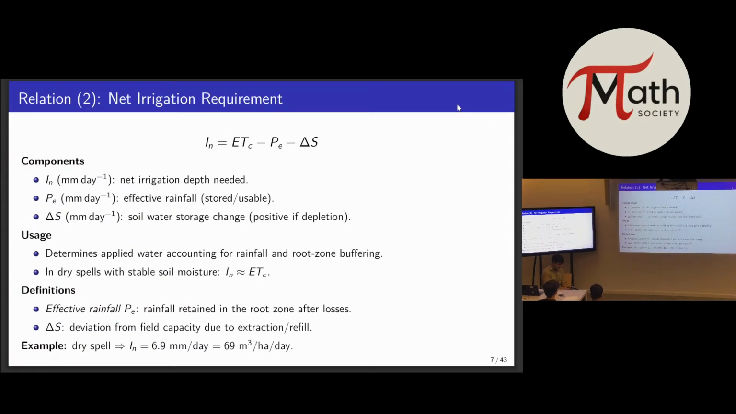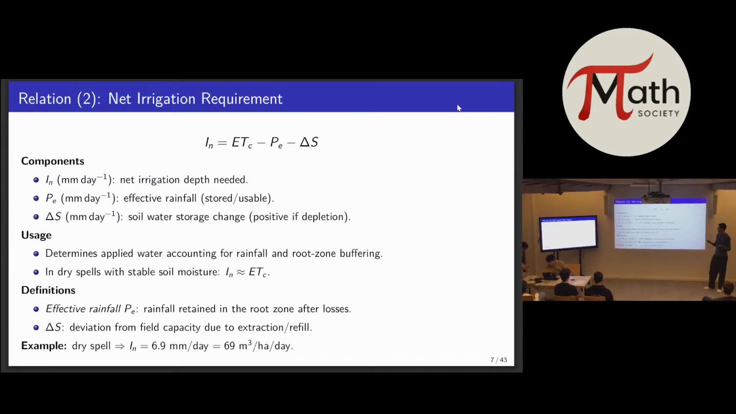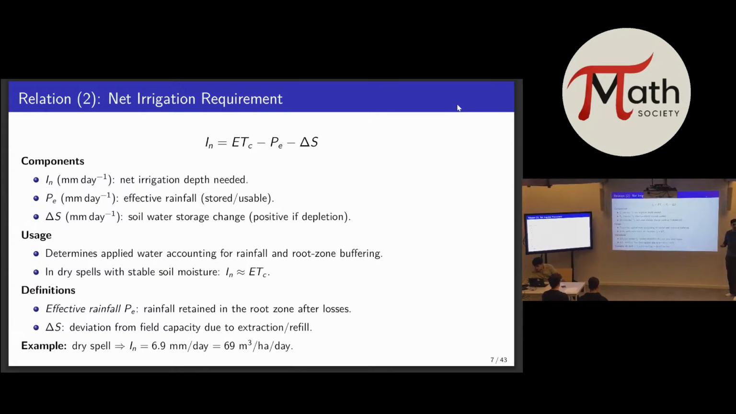So the second relation depends on how the weather is. If we don't have rain, we won't be using it, because IN is going to be equal to ETc, because the other components are dependent on water, and if there is no rain, there is no water, so there won't be any point in using this irrigation. But in this case, we'll just pretend that we have rainfall. So we'll be defining IN as the net irrigation depth needed, so this is the water requirement, P as the effective rainfall, so how much rain we had that day, and delta S as the soil water storage change, so how the field actually stores the water.